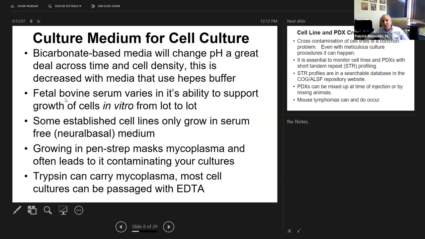A second problem we find that people don't realize sometimes is that fetal bovine serum varies a great deal in its ability to support growth of cells in vitro from lot to lot. For the repository, we scan through a lot of very large lots, and we pick one that's ideal. So if you're having trouble growing cells, this may be one of the issues that you're getting into.